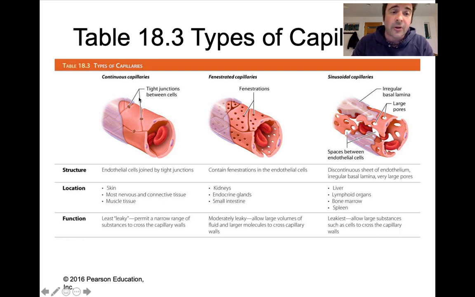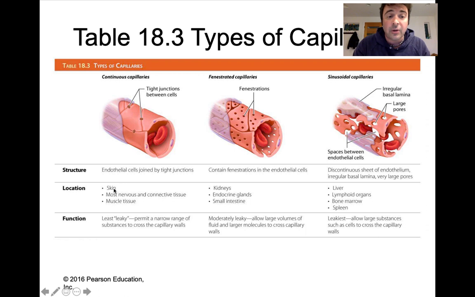Capillary number one is called a continuous capillary. In continuous capillaries, the simple squamous epithelial cells that make up the endothelium, which is all capillaries are, their endothelium and basement membrane, are connected via tight junctions. And as blood flows through, these tight junctions prevent material from freely moving across the capillary wall. We have continuous capillaries, these capillaries connected by these very tight junctions where we don't want free exchange between the blood and the tissue surrounding it.